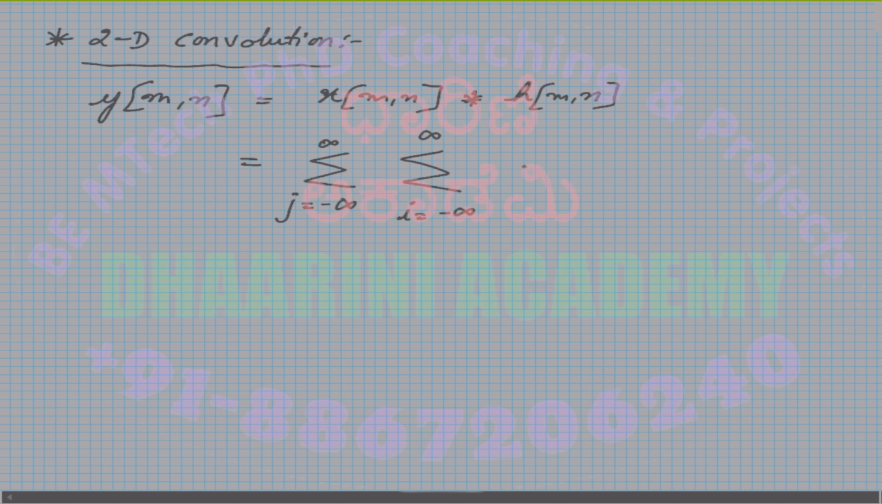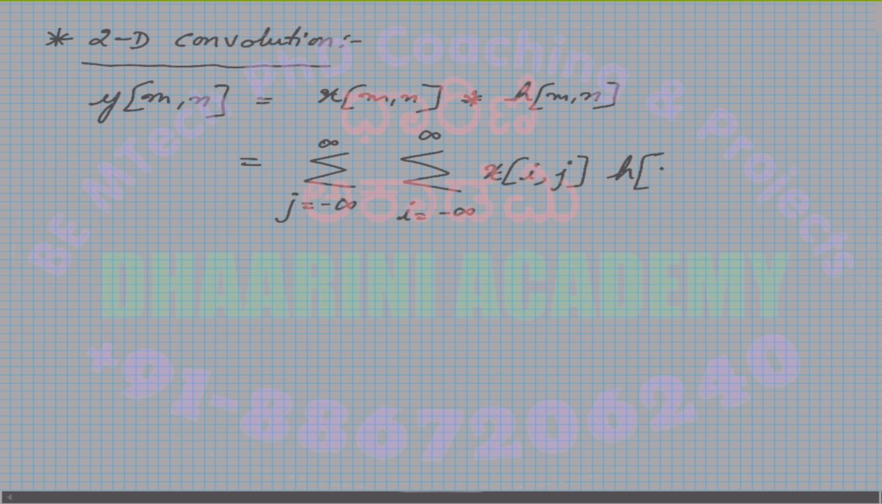Keep one of the functions fixed, correct? So that is x of i comma j. And what you're supposed to perform now, the second function, whatever you are going to write, that has to shift, correct? Shift and flip. So how do you write that? It will be performed in this fashion.